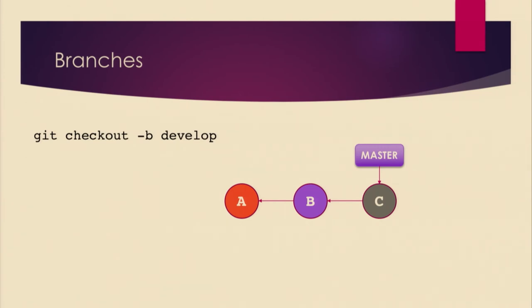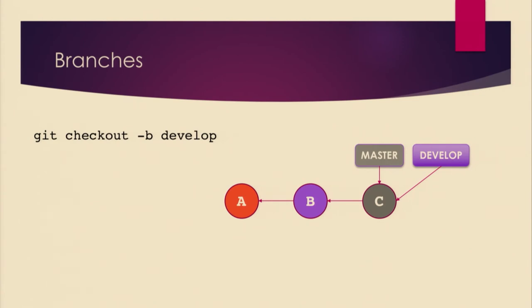Let's start working. Well, we have our master branch, but now we need to create a new feature. I'm going to start by checking out a new branch. So I'm going to say, well, let me check out a branch called develop. I now have a new pointer, develop. It's pointing to the exact same place because, well, I haven't made any changes so far. It's only natural that it points to the same place as master.